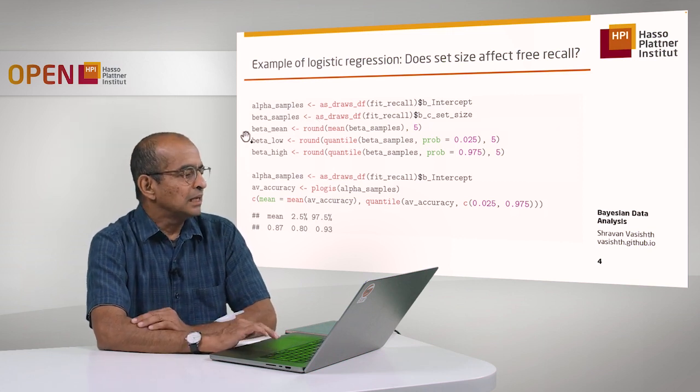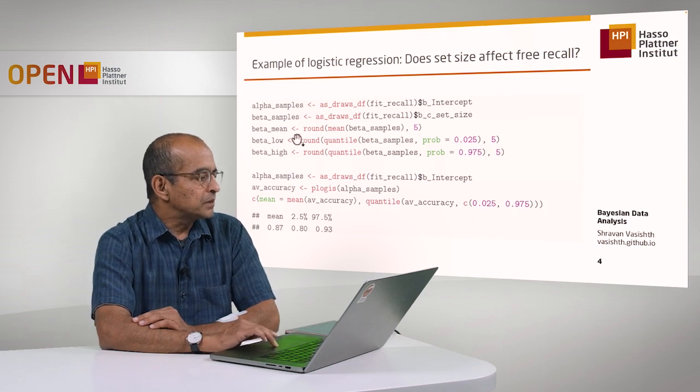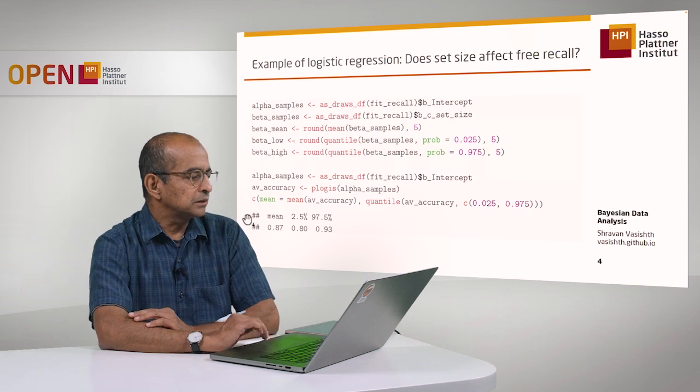So how do I do this? If I want to figure out the mean of the beta samples, that's easy to do, right? With these built-in functions, you can also figure out the lower and upper quantiles of the beta samples and then summarize those, for example.